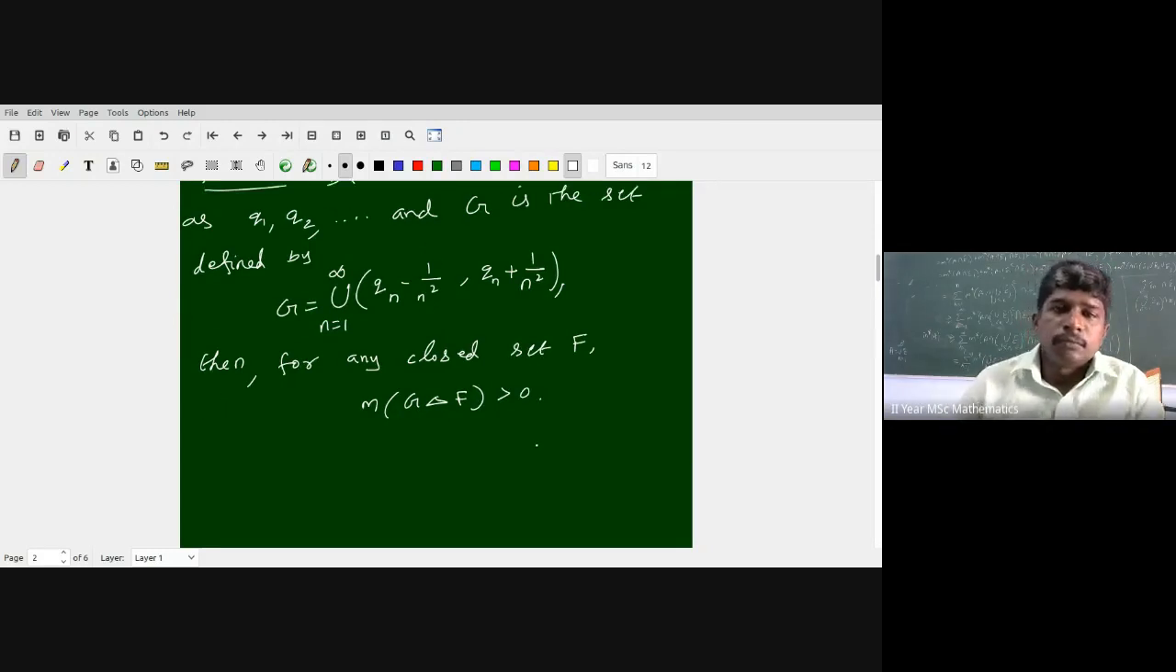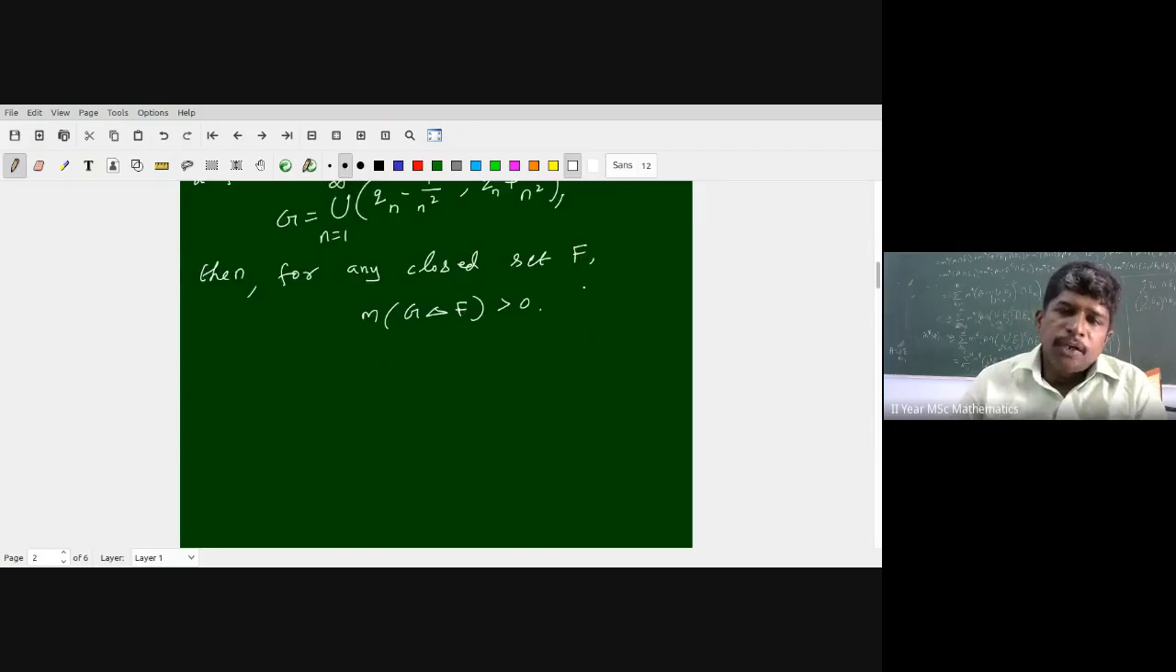Okay. So G is nothing but the union of these. For each rational, we consider the open interval (Qn minus 1 by n square, Qn plus 1 by n square), and take the union of all of them. So this G contains all the rationals. What about the closure of G? It is exactly R, since G contains all the rationals, and the closure of the rationals is the set of all real numbers. So for any closed set F, measure of G delta F is positive.